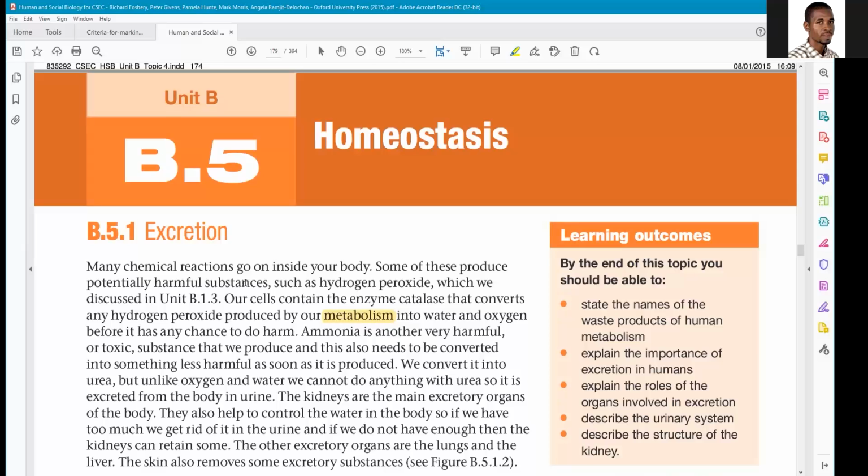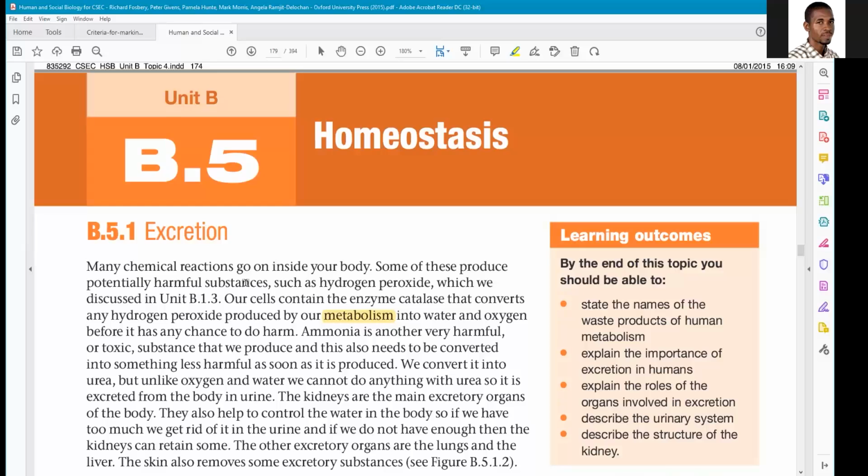They help to control the water in the body. So if we have too much, we get rid of it in the urine. And if we do not have enough, then the kidneys can retain some. The kidneys are also responsible for getting rid of excess salts. So it helps to regulate your osmotic balance, meaning the concentration of fluids in your body, the concentration of fluids that would be around your cells and inside of your cells.